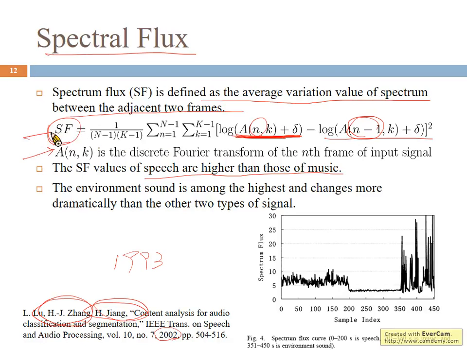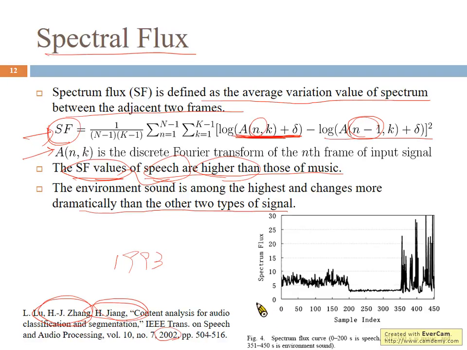The physical meaning of the spectral flux is the energy difference between consecutive audio frames. For music, the sound plays continuously. For human speech, we have very short silences between different words. So the SF value for speech is often higher than that of music. The environmental sound is among the highest, and it changes more dramatically than the other types of signal.